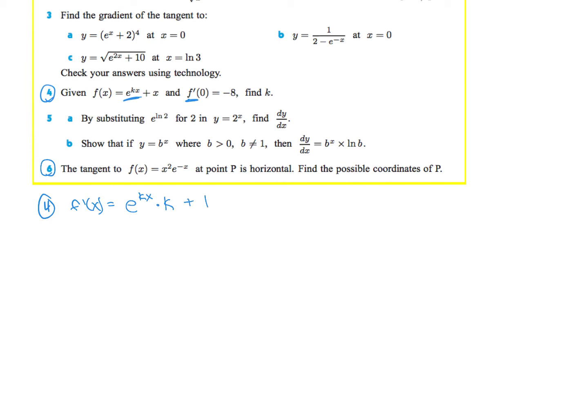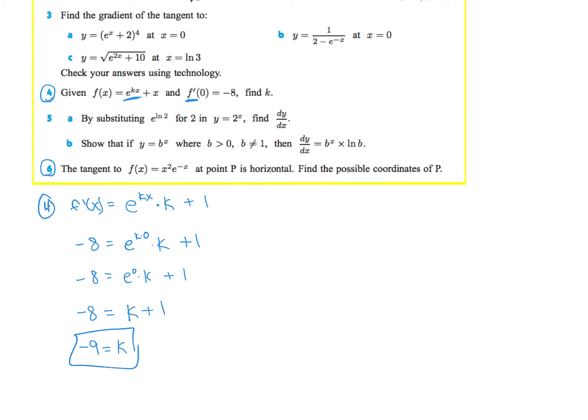So that's the derivative. Now when we plug in 0 for x, the derivative will equal negative 8. When we plug in 0 for x, e to the k times 0 times k plus 1. Okay, k times 0 is 0. E to the 0 is 1. So then I subtract 1, and I get k is negative 9.